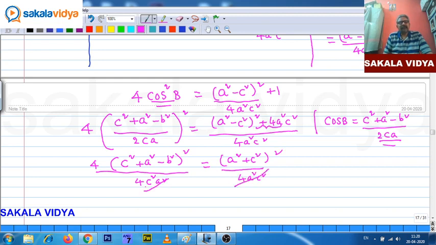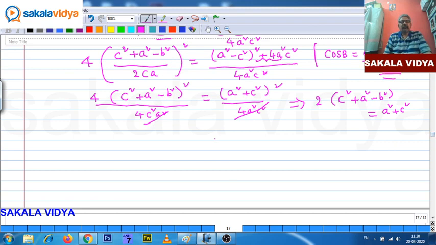This cancels. Take the square root. If you take the square root on both sides, you get 2 into c square plus a square minus b square is equal to a square plus c square. Just simplify. We are in the last lap now.